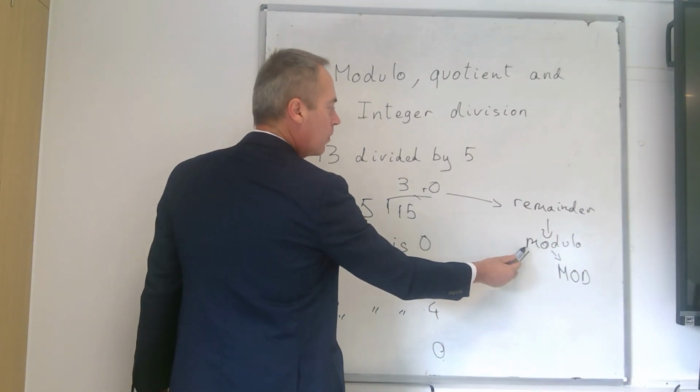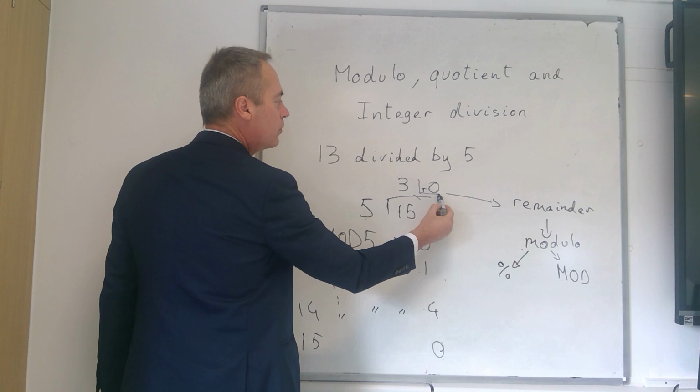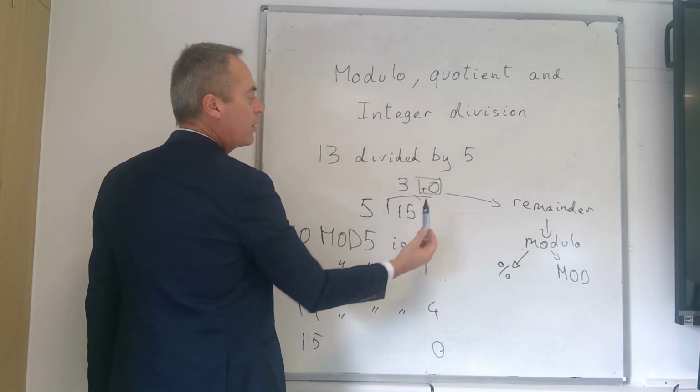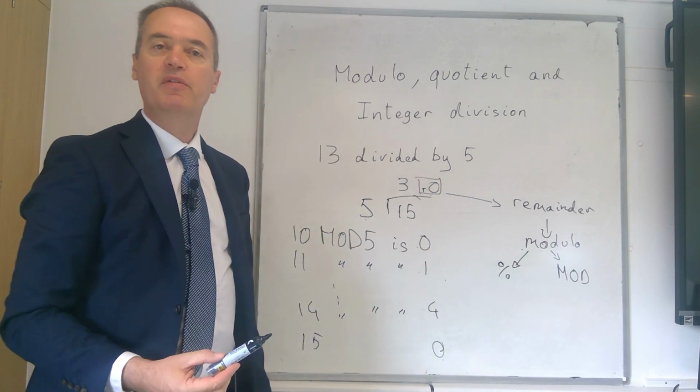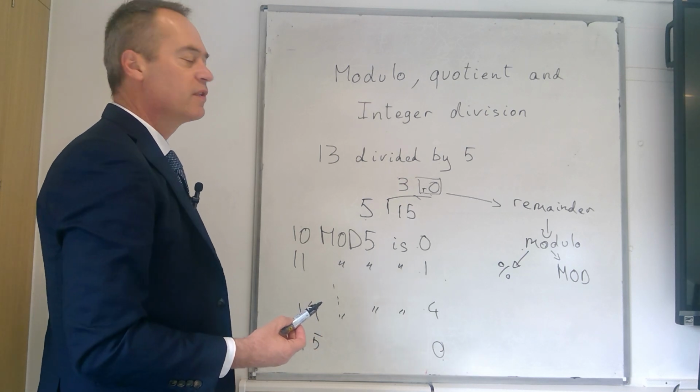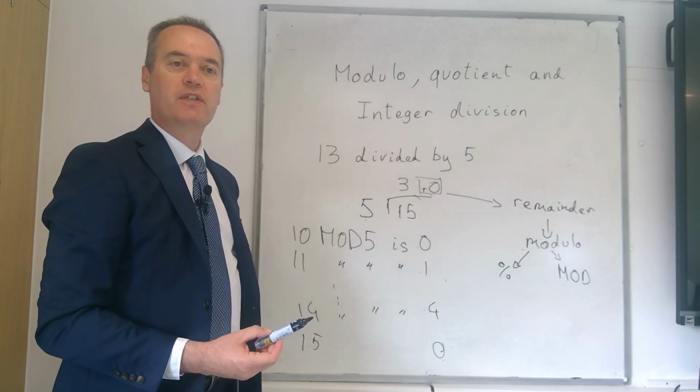So this was integer division, and what you need to remember for your GCSE is that modulo is what you learned in primary school when you did divisions like that, before knowing how to do divisions with decimal numbers.